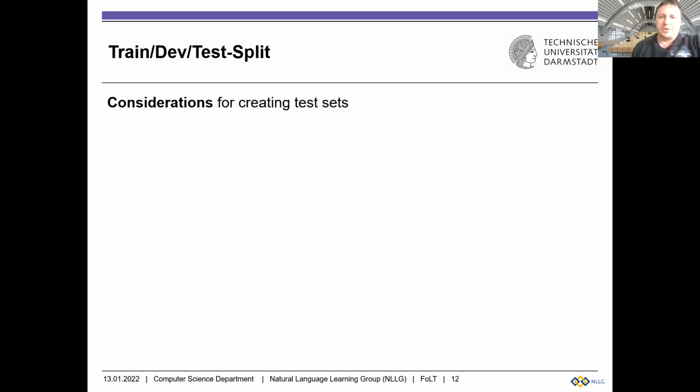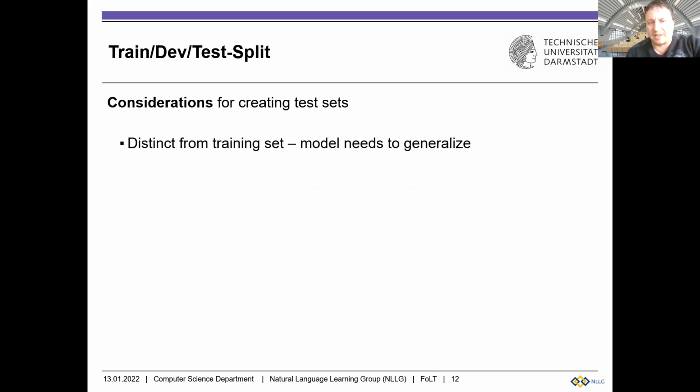So what are considerations for creating a test set? Of course, it has to be distinct from the training set. You cannot put in the test set something that has already occurred in the training set, because the model could just memorize what was in the training set and then be good on the test set because of memorization. But this is not what we're going after. We really want to see whether our model can extrapolate to novel data instances and generalize to such novel instances. The test set needs to be large enough to be a good representation of the corpus.